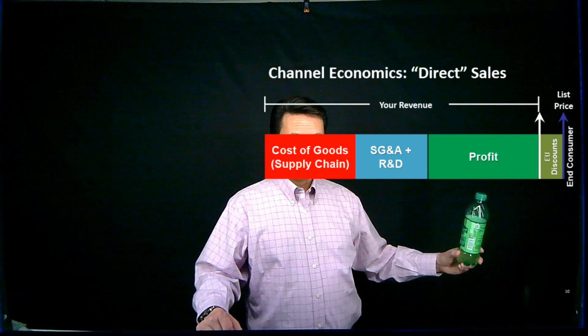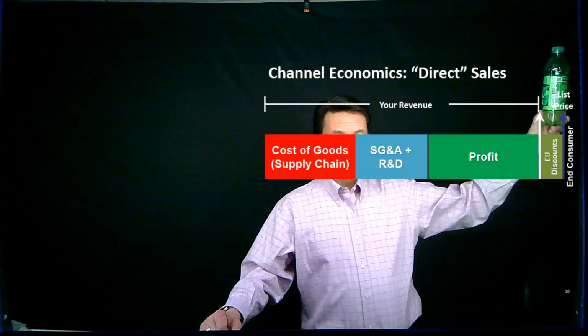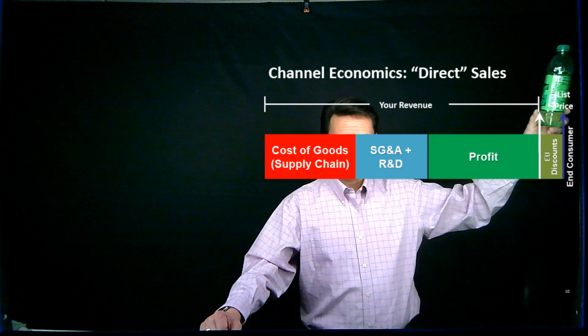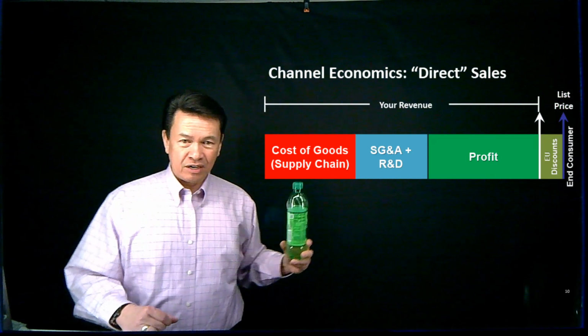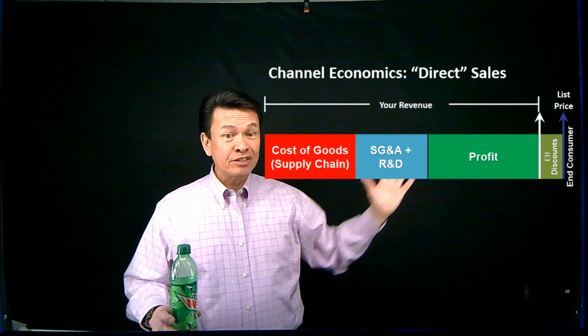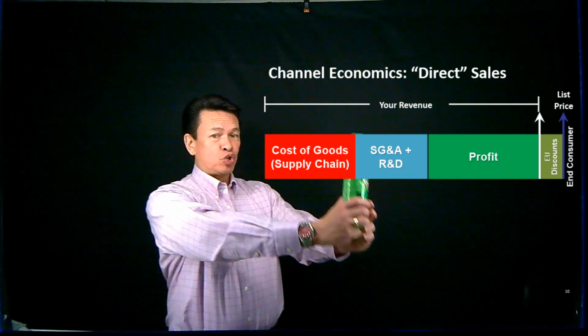And then let's say I want to have $1 in profit. So my list price would be $2. So I'm selling these things at $2 on the market. Every time I sell one, I get $1. And then it takes me $1 to my bottler, basically. Okay. And that's a direct sales channel. That means I'm selling this directly to you.